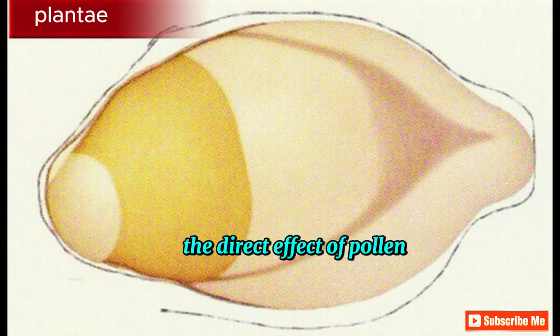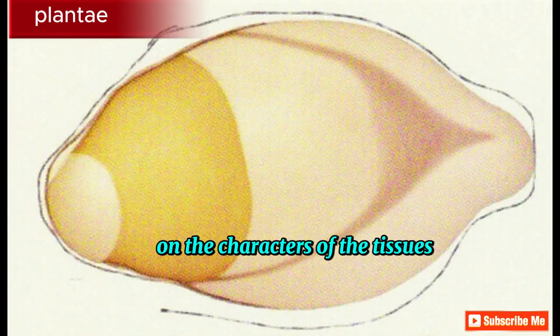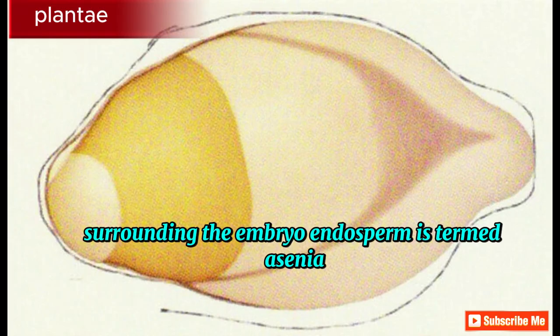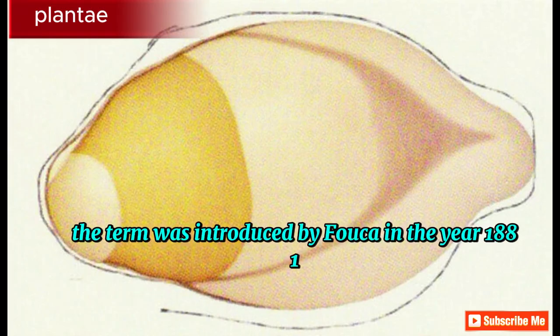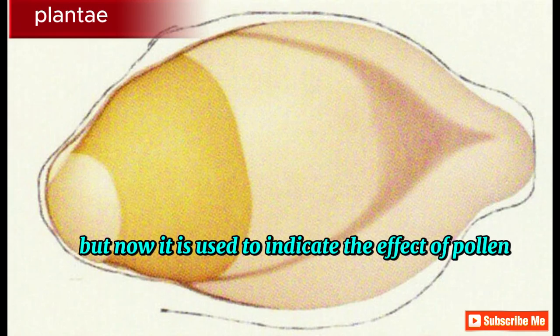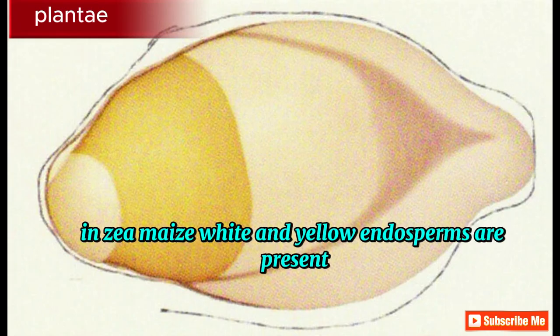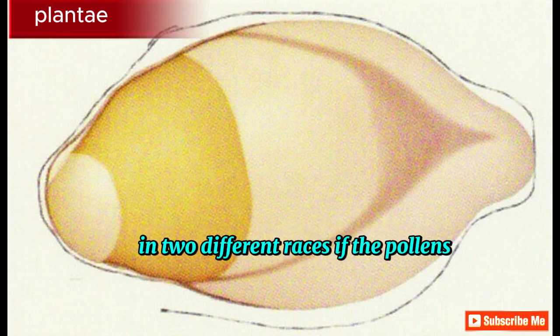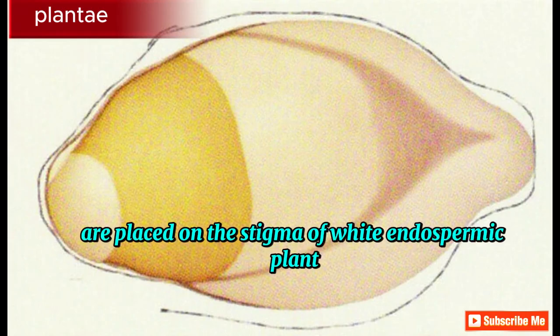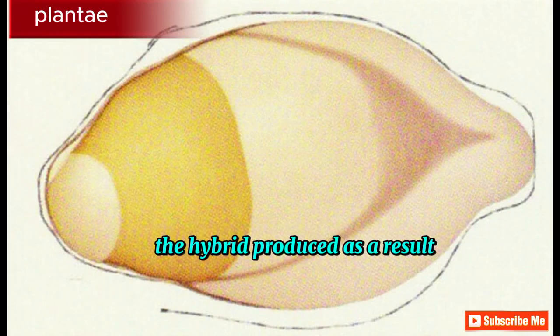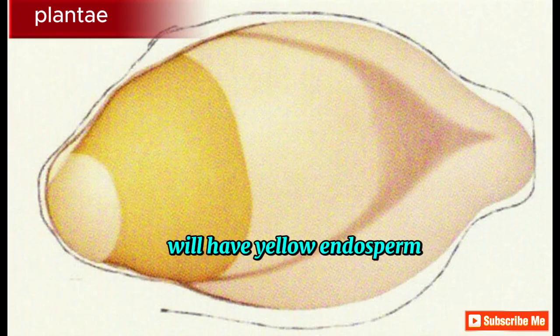The direct effect of pollen on the characters of the tissues surrounding the embryo, the endosperm, is termed as xenia. The term was introduced by Focke in the year 1881, but now it is used to indicate the effect of pollen in endosperm. For example, in Zea mays, white and yellow endosperms are present in two different races. If the pollens of a yellow endospermic plant are placed on the stigma of a white endospermic plant, the hybrid produced as a result will have yellow endosperm.